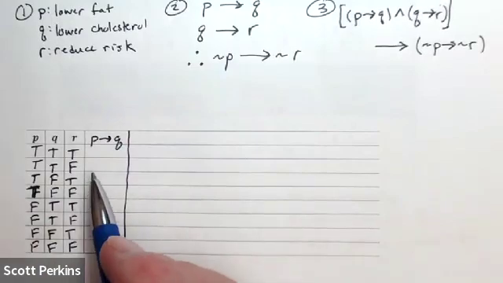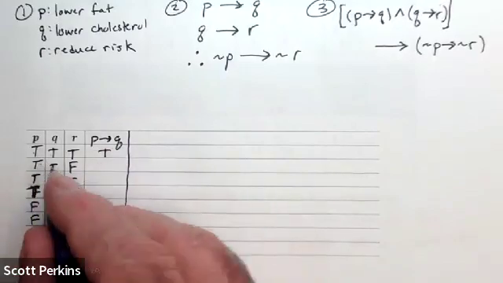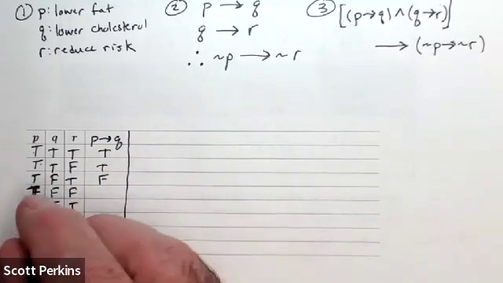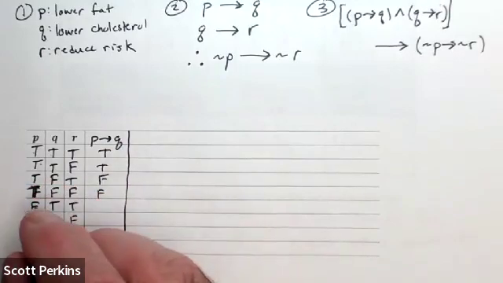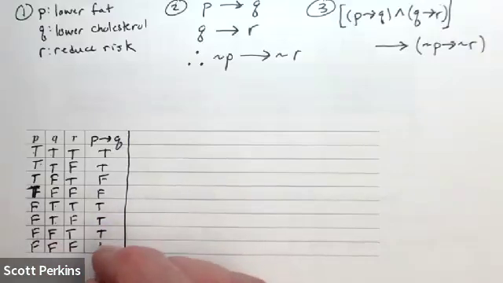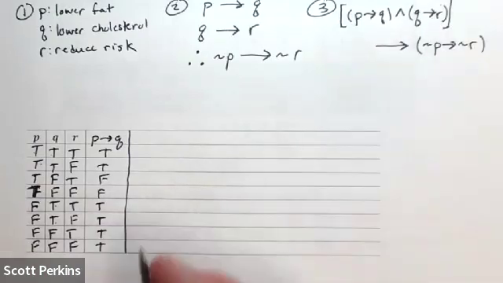So P then Q. True then true is true, true then true. Then we got a true then false is false, true then false is false. And then the last ones all start with a false, so their logical result is true. I'm next going to do my other premise, Q then R.